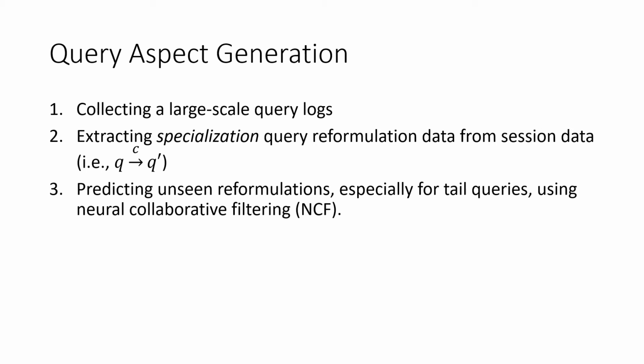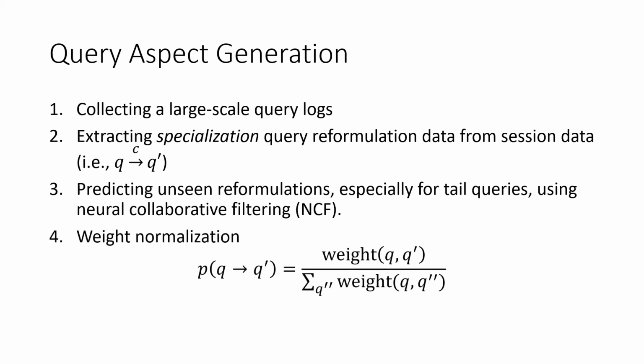We use typical collaborative filtering techniques, for example, neural collaborative filtering, to predict these unseen reformulations, especially for tail queries. The last step is to normalize these weights to compute the probability of every reformulation.